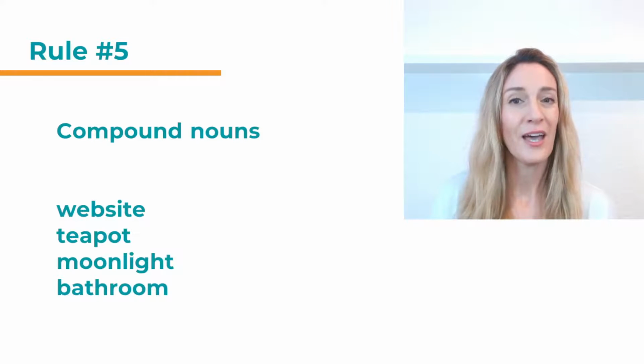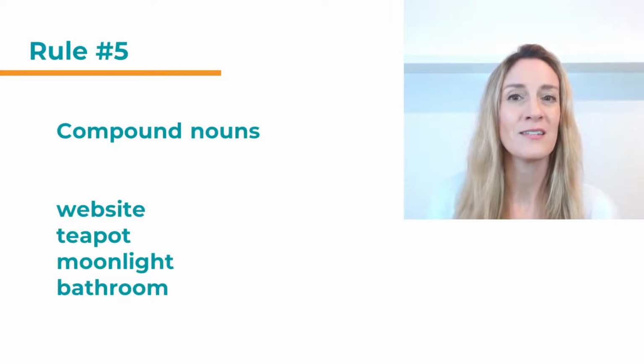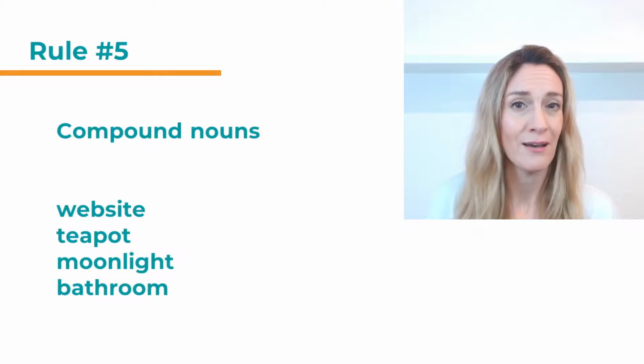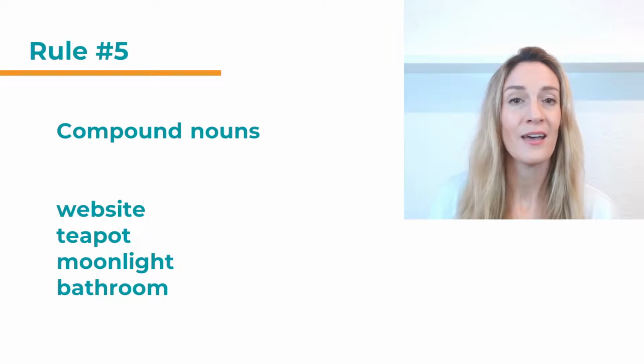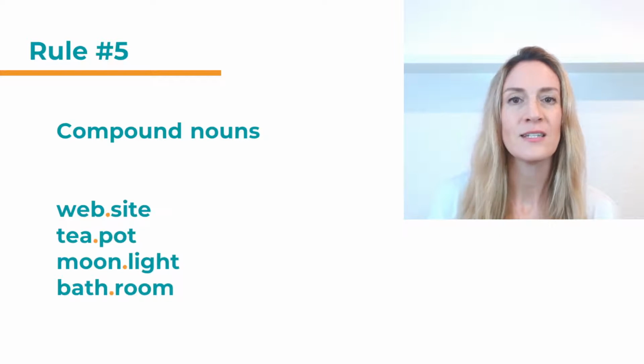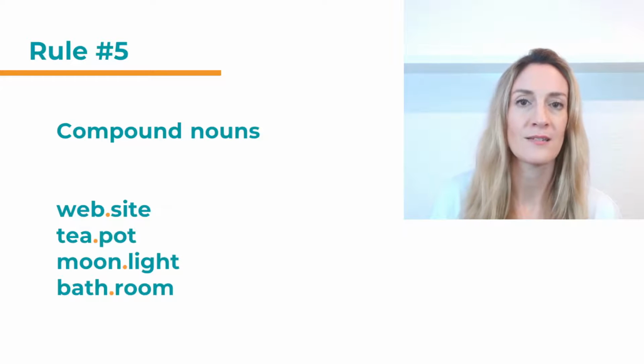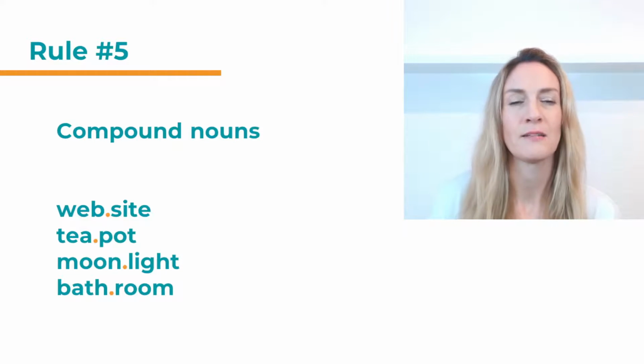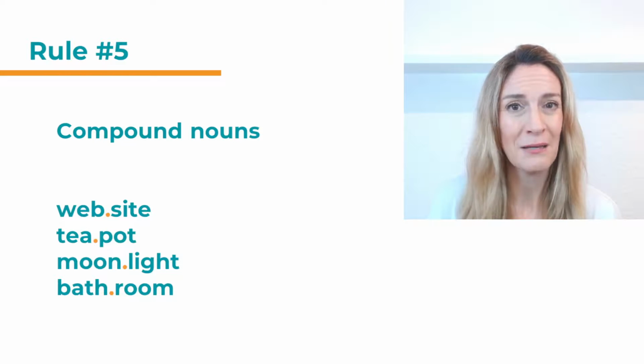Let's have a look at rule number 5, and this is concerning compound nouns. Compound nouns are nouns put together by two nouns to create a new word with a new meaning. I've given you some examples here, and you can see all of those consist of two syllables: web and site, website, teapot, moonlight, bathroom, and many, many more.